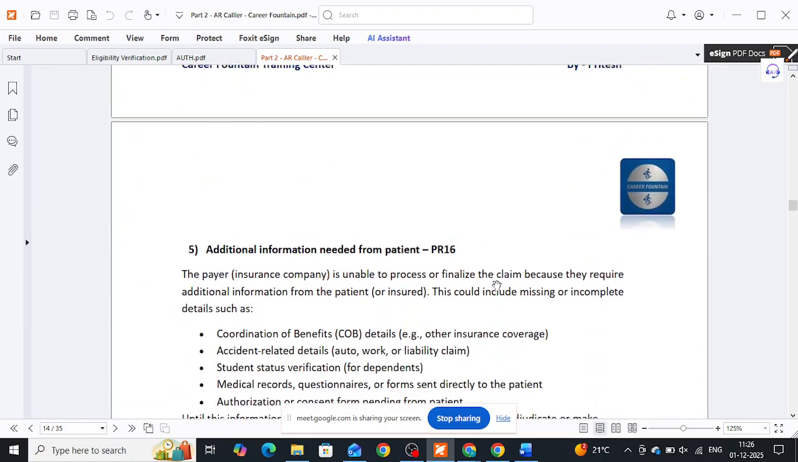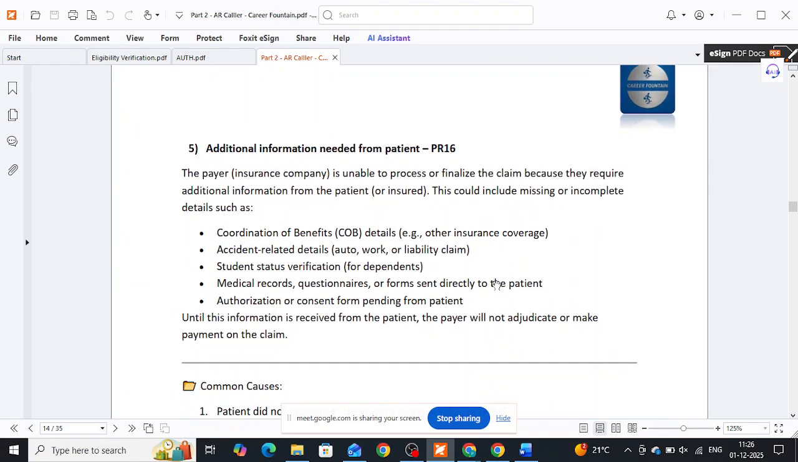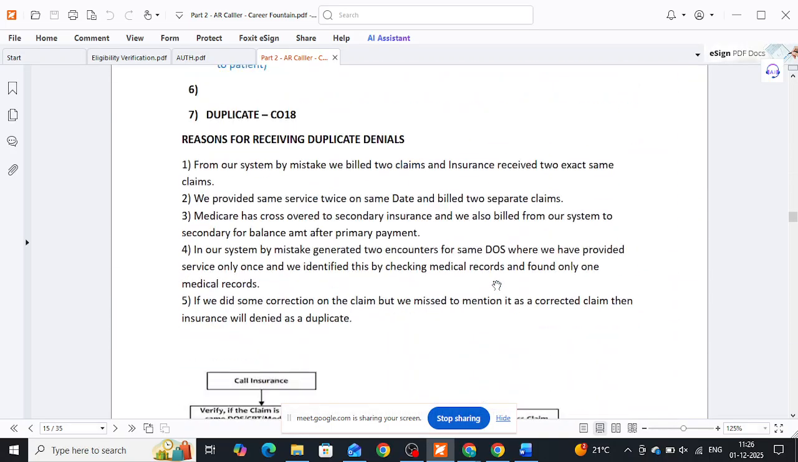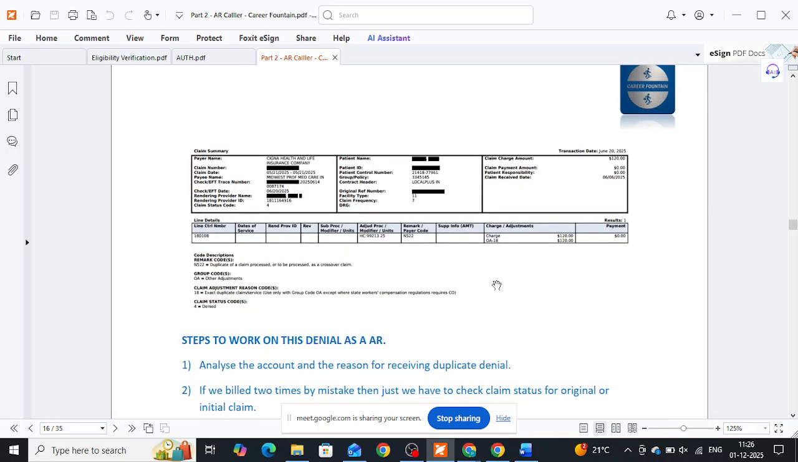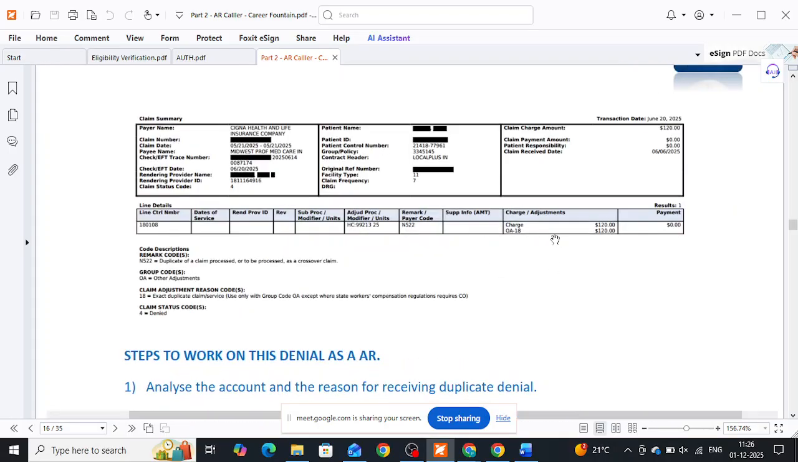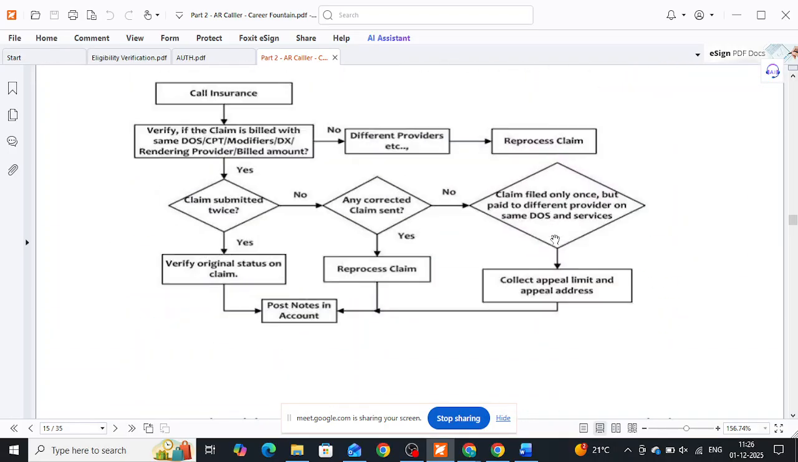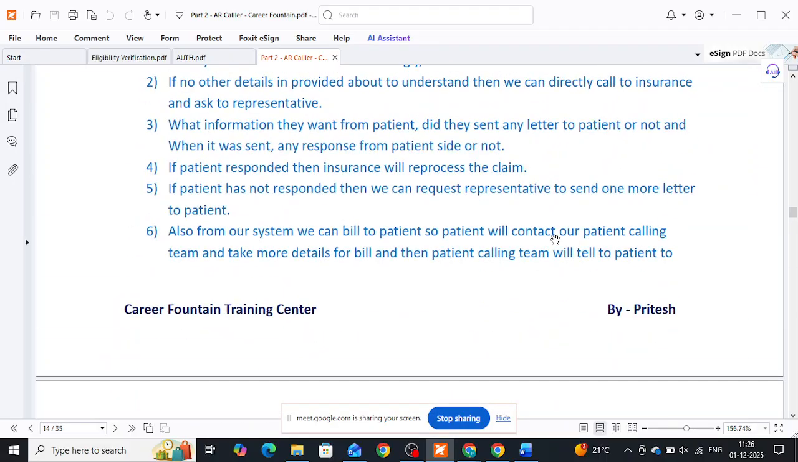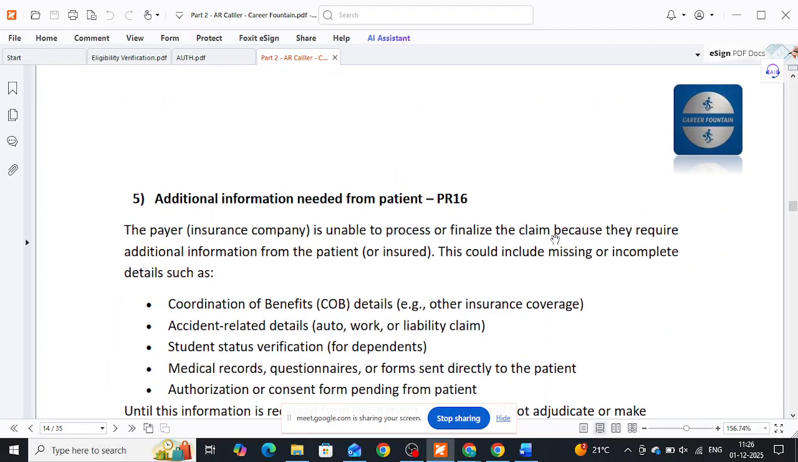Now the next denial is additional information needed from patient. Sometimes we receive a denial as additional information needed from provider. Okay, so it depends on what reason code is there on the EOB. So you can see here, okay, this is the duplicate. Let me see. Okay, we can see a sample EOB.